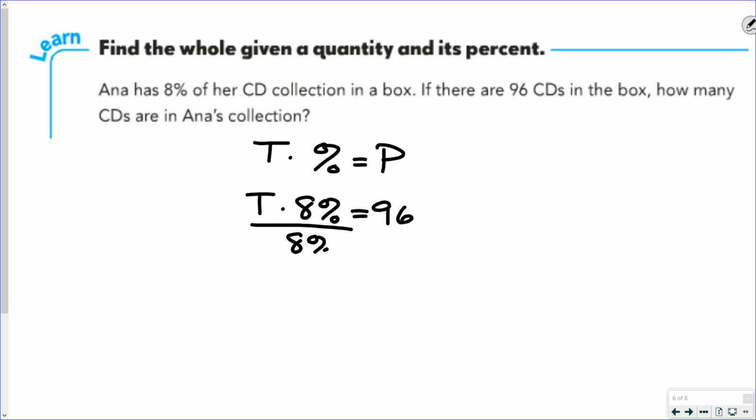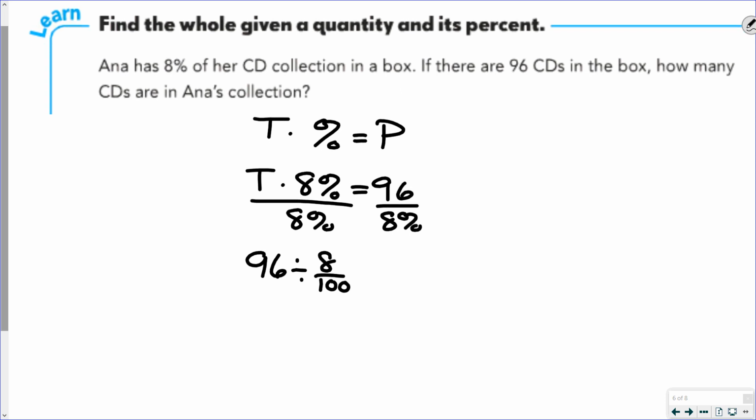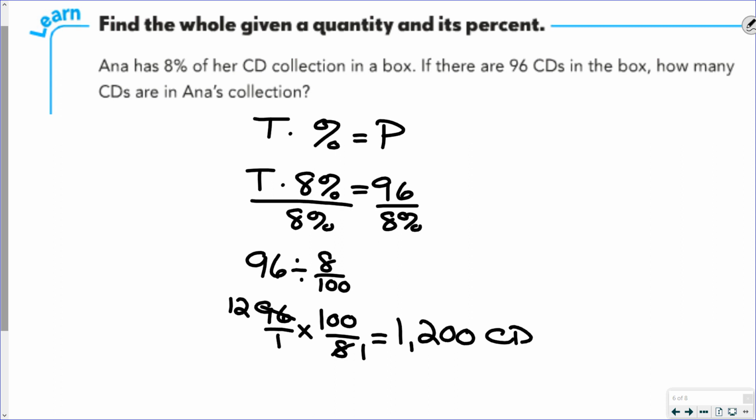So we solve our equation by dividing both sides by 8%. So we would have 96 divided by 8 over 100, because that's what 8% is as a fraction. Keep, change, flip. 8 becomes 1. 96 becomes 12. 12 times 100 is 1,200.